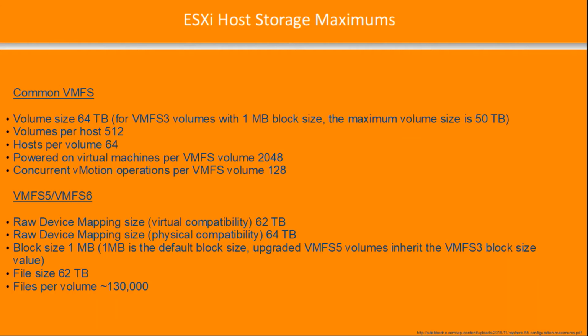For VMFS 5 and the latest version, VMFS 6, raw device mapping size for virtual compatibility is 62 terabytes, while raw device mapping for physical compatibility is 64 terabytes. Block size 1 MB is supported, which is now the default block size, and even VMFS 5, which is upgraded from VMFS 3, will inherit the 1 MB block size. File size supported is 62 terabytes, and files per volume supported is approximately 130,000.